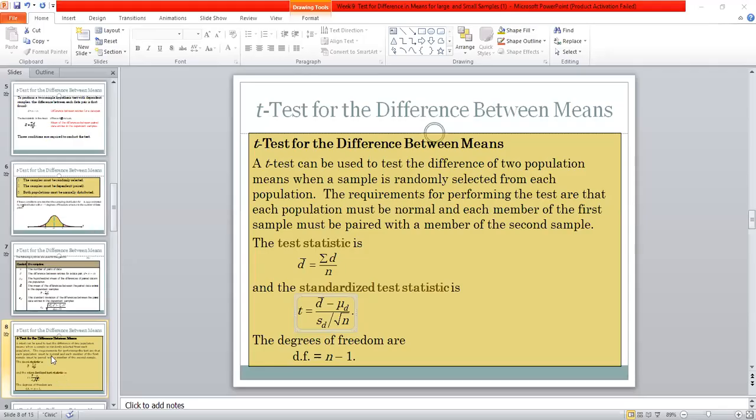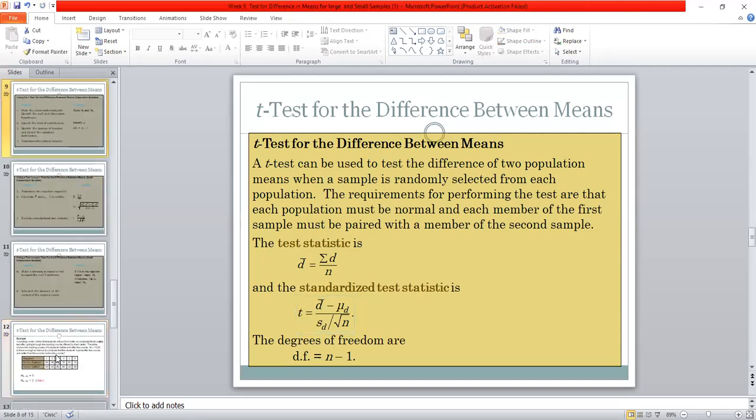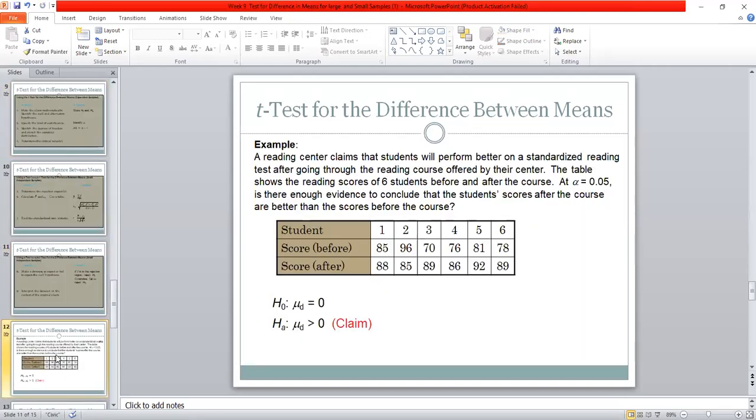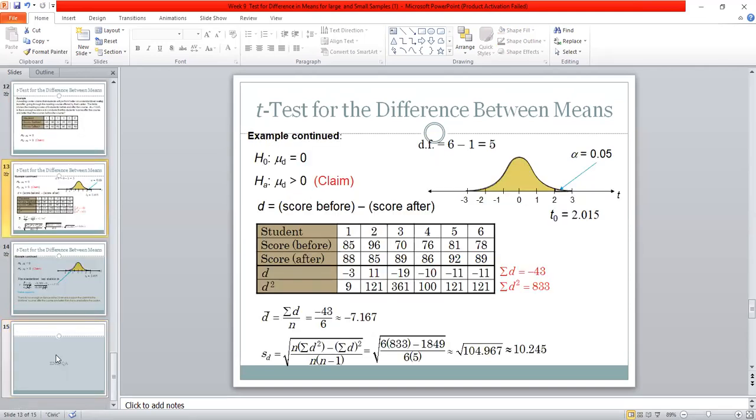If you go here, you will see some formulae. Forget about those formulae. Just follow the procedure I've given you. This was a reading center claiming that students will perform better on a standardized reading test after going through a reading course. So you get the test before, then you get the test after the course, based on a sample of 6 students. Then test for the effectiveness all the way.